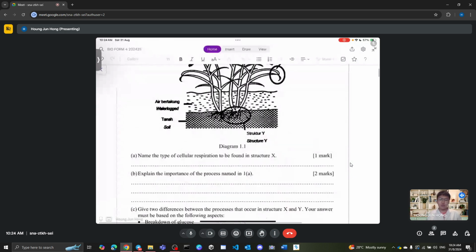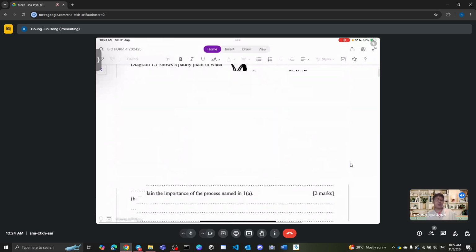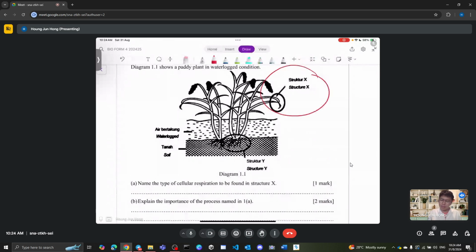First of all, you should remember that this is chapter 7, and what you see over here is basically the different types of respiration. Remember, we have the one with oxygen and the one without oxygen. For this case, it would be structure X. Yes, I know it's a potted plant, but is structure X under the condition of anaerobic respiration or fermentation? No, because structure X is in the air. It can breathe easily. It has oxygen. There's no need for structure X to go through any fermentation.